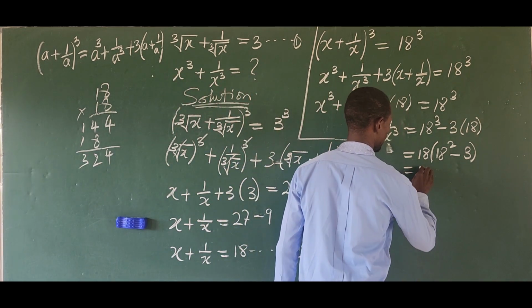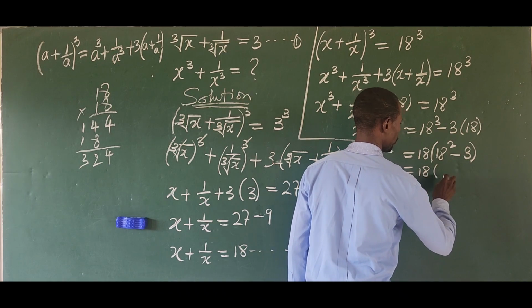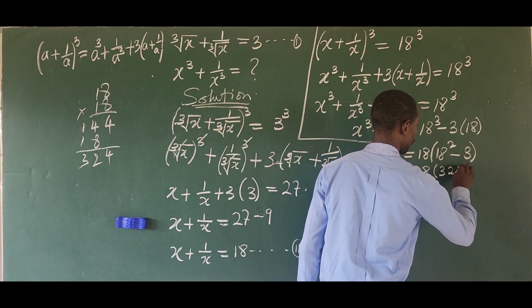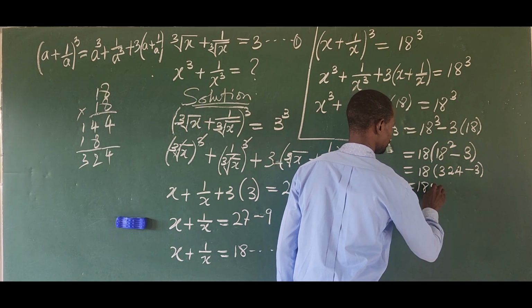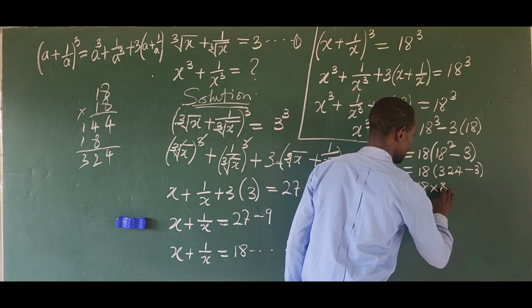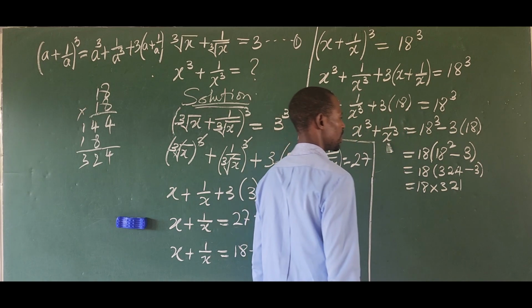So this is going to give us 18 into 3, 2, 4 minus 3. If we subtract this, it's going to give us 18 times 3, 2, 1.